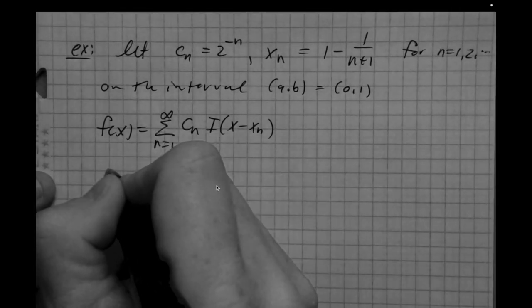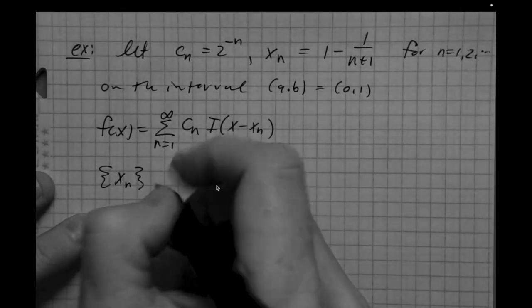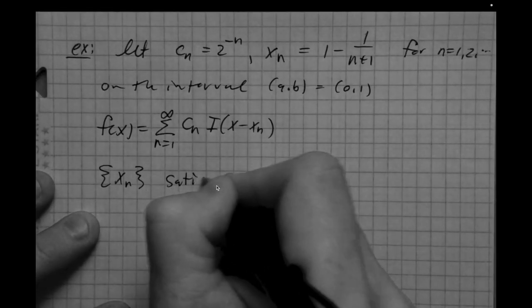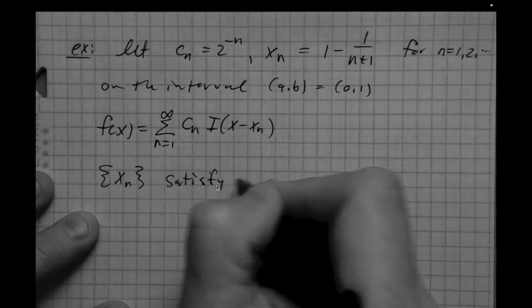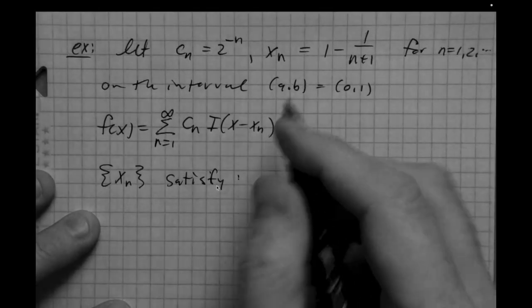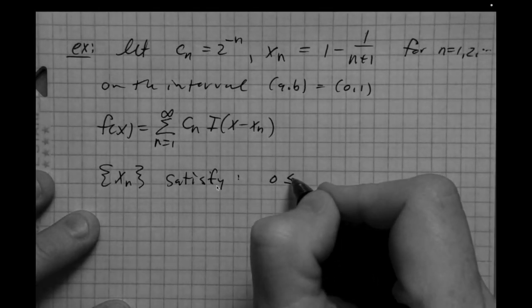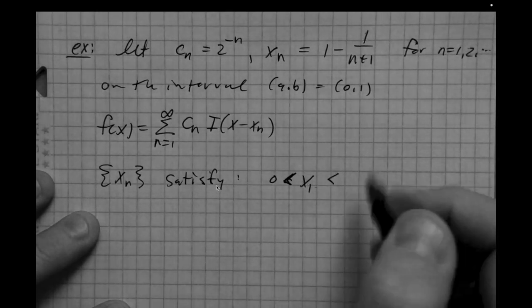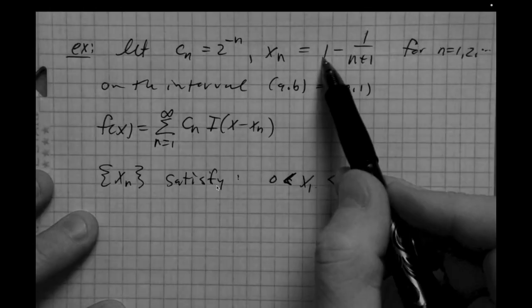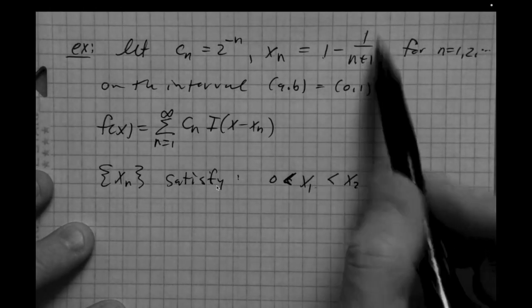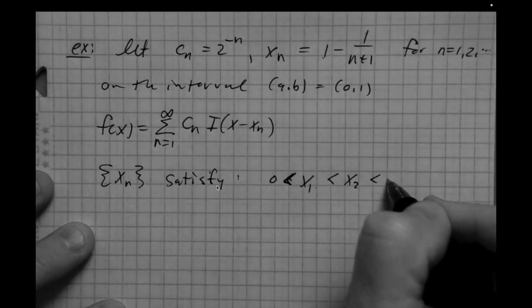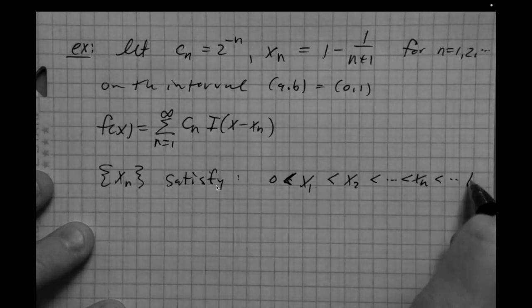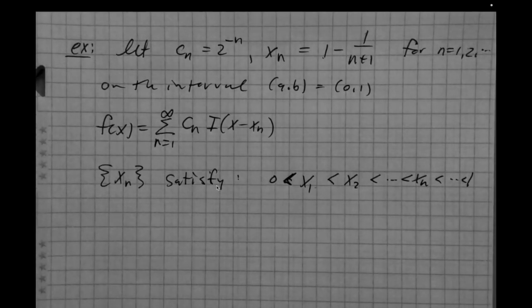Now, one thing to notice here is that our x_n's satisfy 0 is strictly less than x_1, which is 1 half, which is less than x_2, which is 1 minus 1/3, so 2/3, which is less than dot dot dot, less than x_n, less than dot dot dot, less than 1. So these things are ordered in this way.